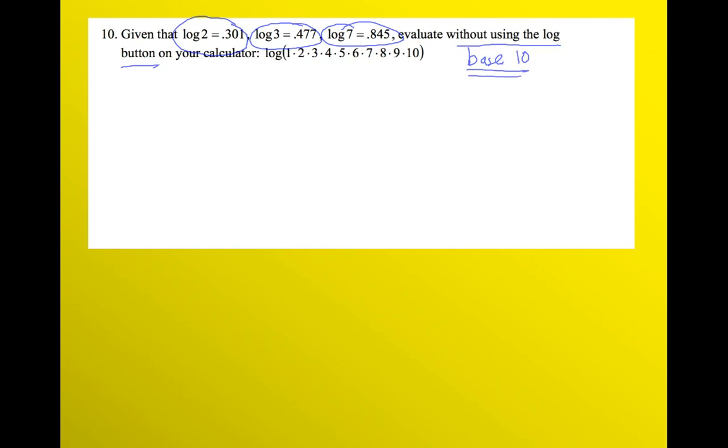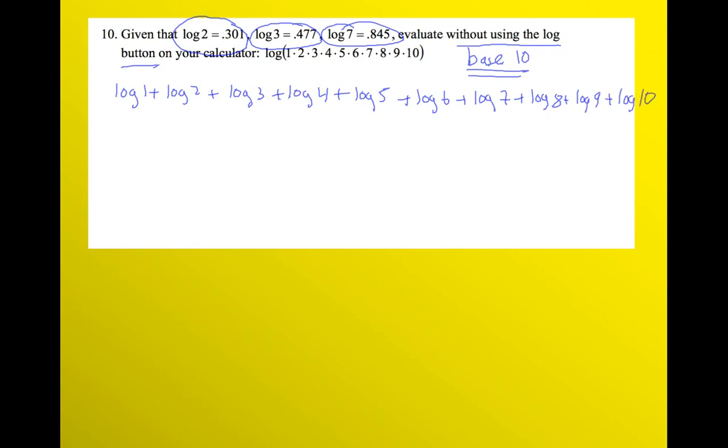So we're multiplying all these arguments. That means I could write this out as log 1 plus log 2 plus log 3 plus log 4, log 5, log 6, log 7, log 8. Oh my god, am I going to run out of room? Log 9. No, log 10. Right? And let's think through these.